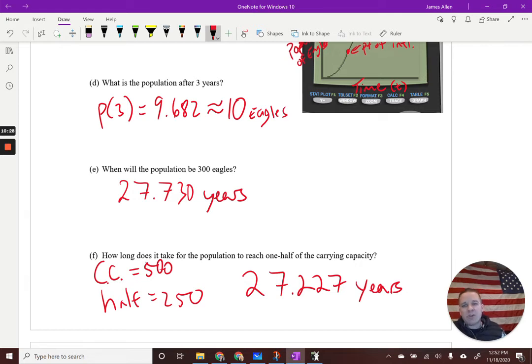Very nice. Again, you could have done part D here with substitution directly into the equation, but I already had it typed in, so why not use my calculator, right? And then a couple wonderful little intersections there with our TI-84 Plus Silver Edition emulator. Excellent. Let's do one more example.